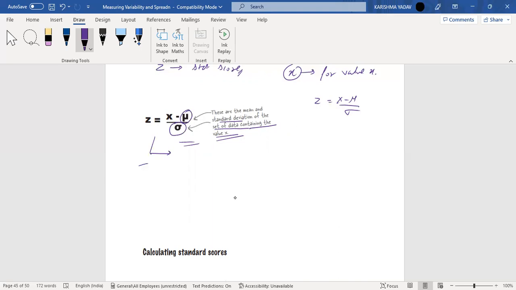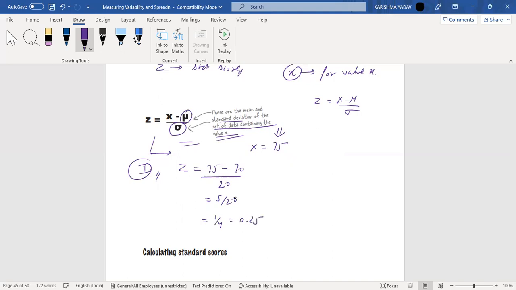Let's calculate the standard score for each player and see what those scores tell us. Let's compute it for the first player. For the first player, X, the score he got for a particular match, is 75. The mean for the first player is 70 and the standard deviation is 20, right? So Z = 5/20, which is 1/4, equal to 0.25.